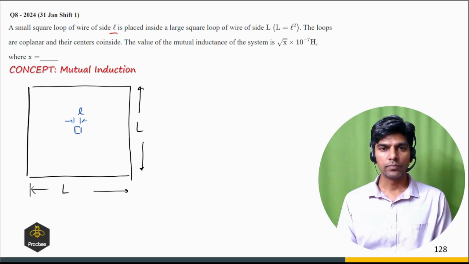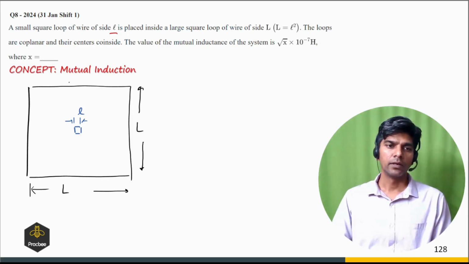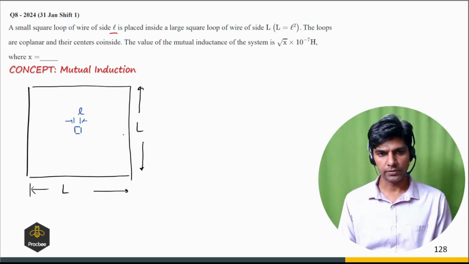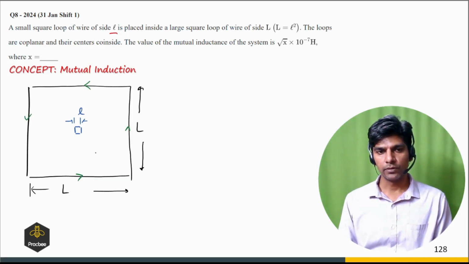Okay, so the loops are coplanar and their centers coincide. The value of the mutual inductance of the system is root x times 10 raised to the power minus 7, and we have to find the value of x. So in this case, what we're going to do, we'll set up current in the outer loop and we'll find the flux through the inner loop.